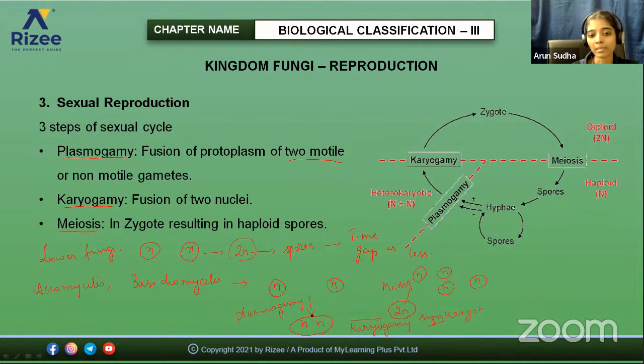But here there is no nuclear fusion. As a result, there occurs a binucleated condition, and this is called dikaryon, and the phase is called the dikaryotic phase. So this occurs in Ascomycetes and Basidiomycetes. There occurs plasmogamy, karyogamy, and meiosis. So these are the main steps involved in sexual reproduction. Clear?